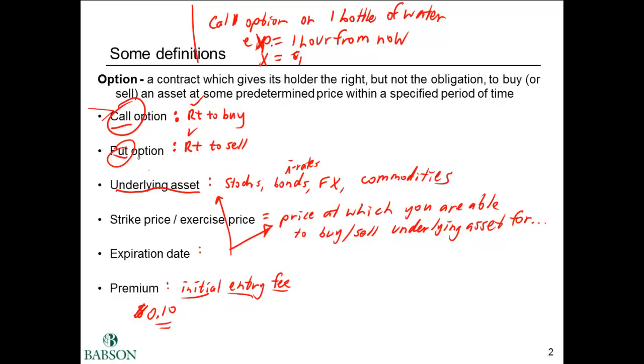A put option would be the same type of contract, except it would be the right to sell. So let's say you have a contract with somebody else to sell your water to them tomorrow for $1.50. Well, now you own the right to sell it to them tomorrow for $1.50, and that's a put option, and they might charge you 15 cents to come up with that transaction.